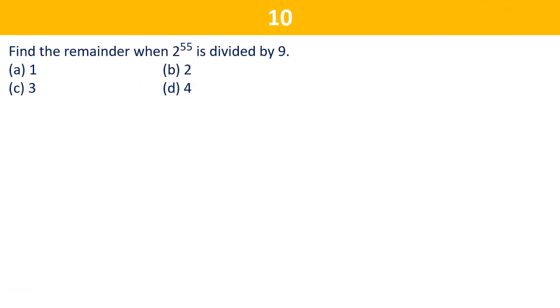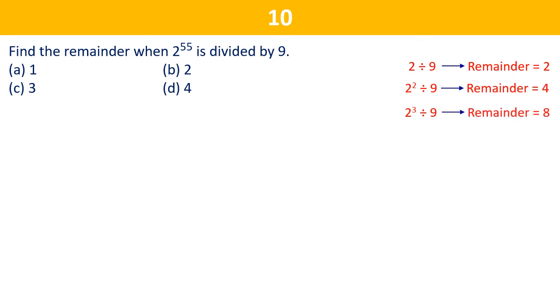Problem number 10. Find the remainder when 2 to the power of 55 is divided by 9. By the same procedure, we can simplify this question. First of all, we take the number 2, and if we divide it by 9, what is the remainder obtained? The remainder will be 2 itself. If I square it, 2 squared, and divide it by 9, the remainder obtained will be 4. If I cube it, 2 cubed divided by 9, the remainder obtained will be 8. If I take the fourth power of 2, that is 16 divided by 9, the remainder obtained will be 7.